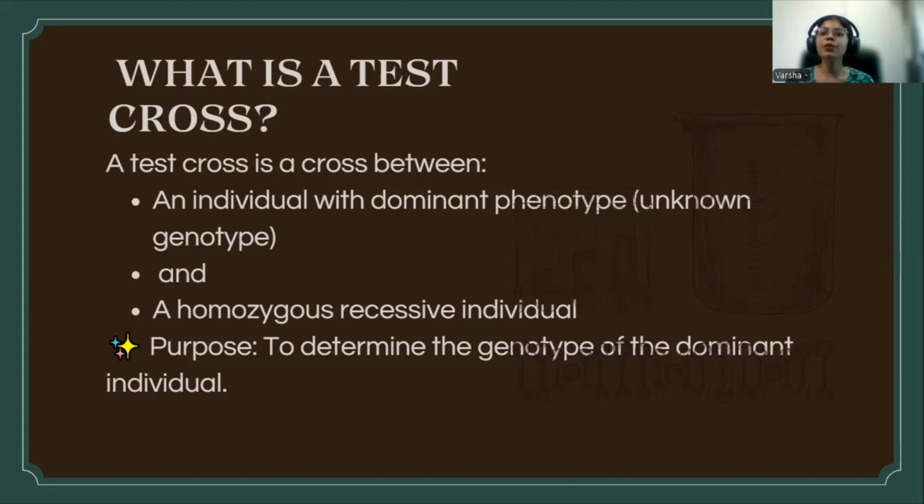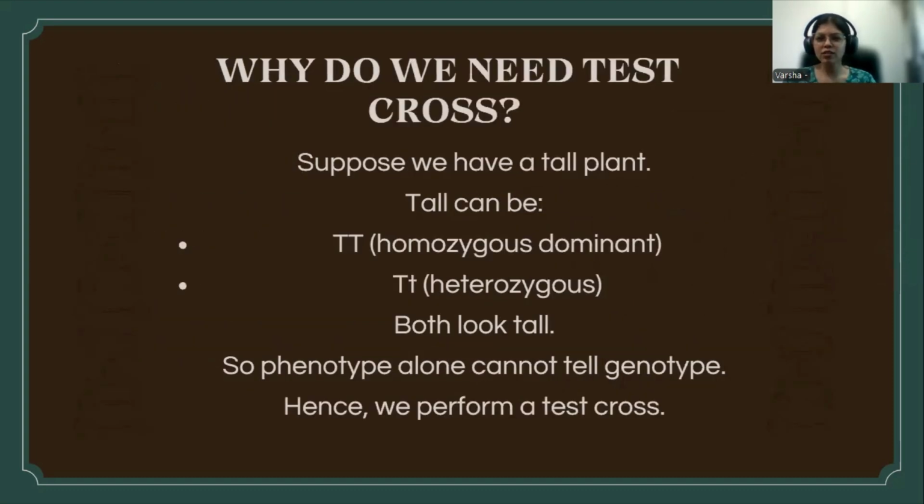And why do we do it? We do it to determine whether the dominant phenotypic individual is homozygous dominant or a heterozygous plant. And why do we need that cross? Suppose there is a tall plant. That tall plant can have two types of genotype. We already know that, which could be homozygous dominant, capital T, or heterozygous, capital T, small t. They both look tall, so from the phenotype alone, we cannot determine the genotype. So we need to perform a test cross.